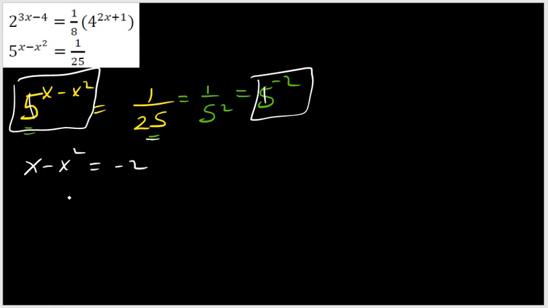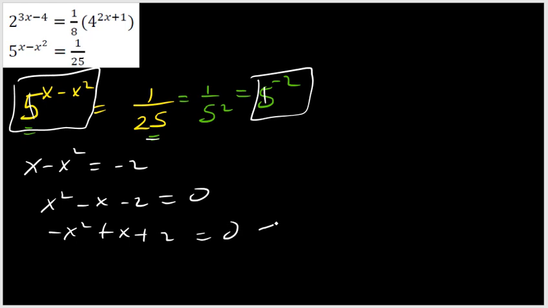Then we can reshuffle, collect, and we can have x square minus x minus 2 is equal to 0. By reshuffling you can rearrange and you will get this result. Or you may get negative x square plus x plus 2 is equal to 0. By the way, these two are the same. If you multiply by negative, it is all the same. Then you can solve this one by quadratic formula or by factorizing.